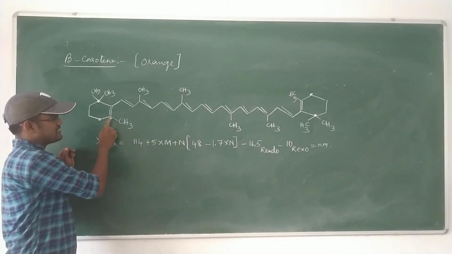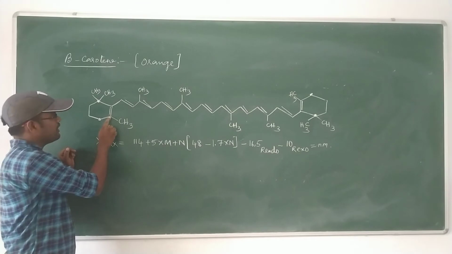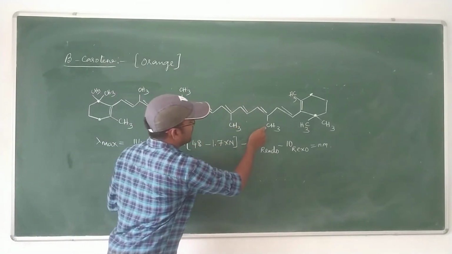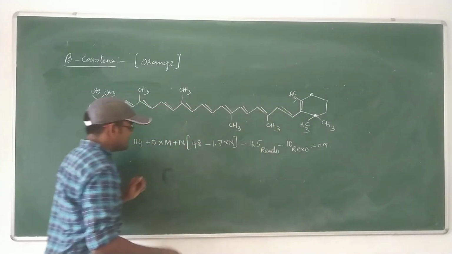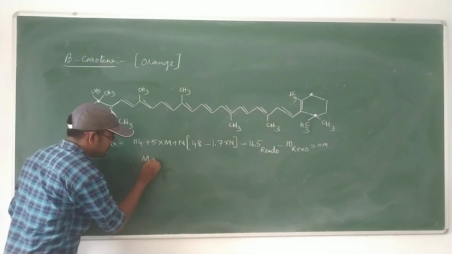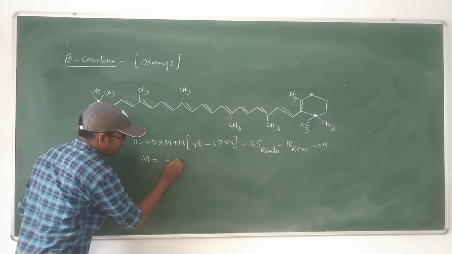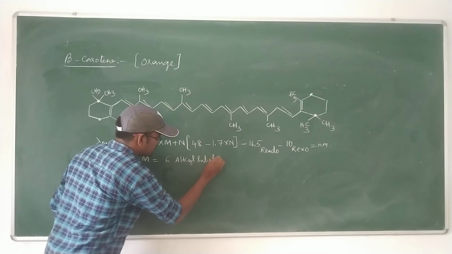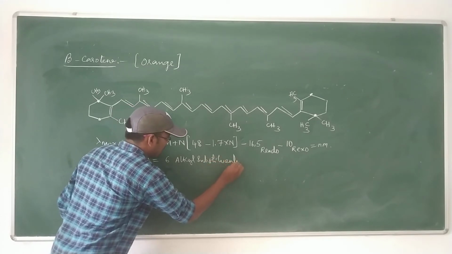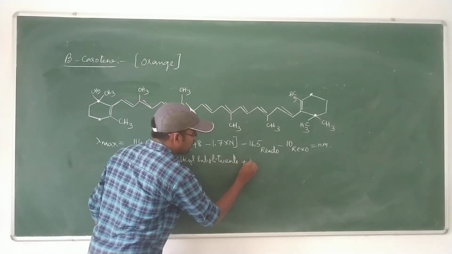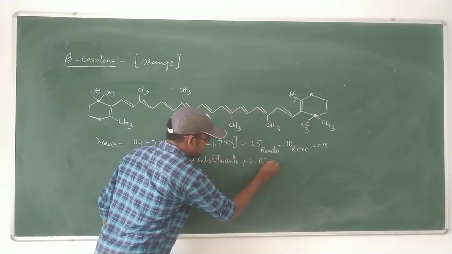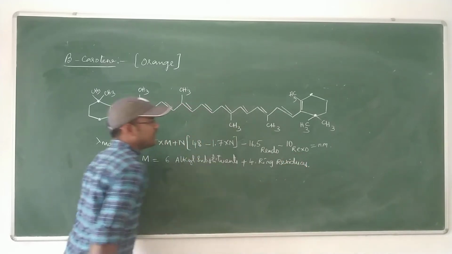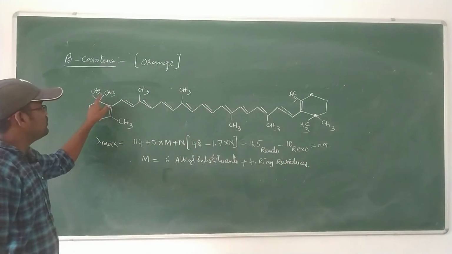In the conjugated system, the double bonded carbon atoms having a CH3: 1, 2, 3, 4, 5, 6. So m is equal to 6 alkyl substituents and 4 ring residues: 1, 2, 3, 4.